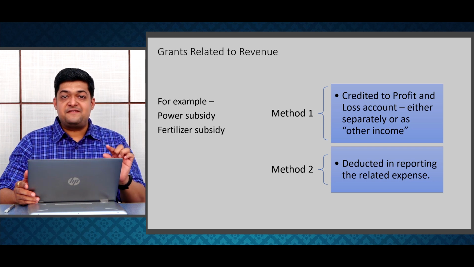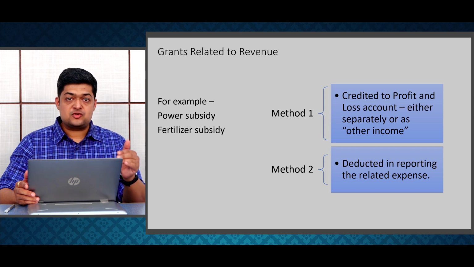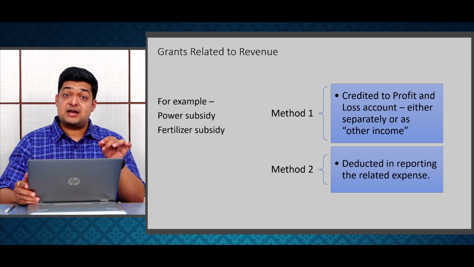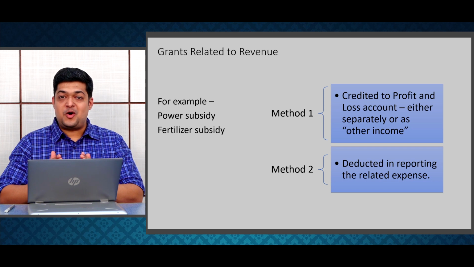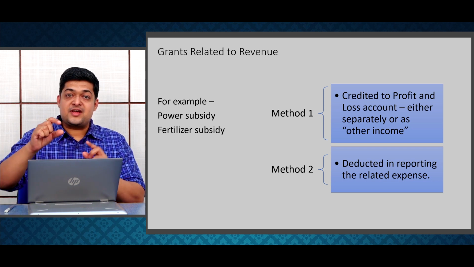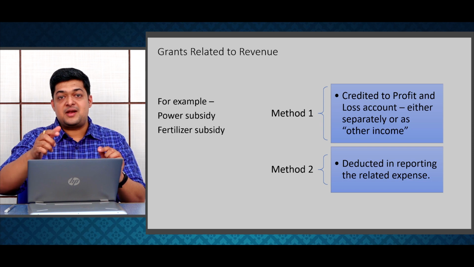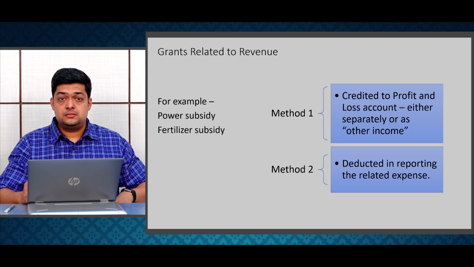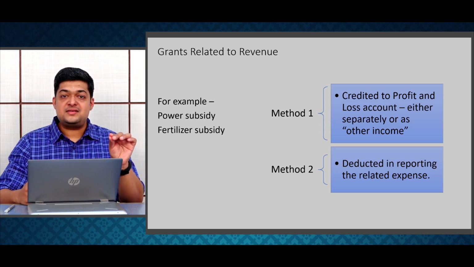Then the difference of rupees 20 means the normal selling price would be 100, which covers cost plus profit, but government wants it to be sold at rupees 80. The difference of rupees 20 will be given by the government to the fertilizer manufacturer as a grant. So the fertilizer company is not at a loss, and the farmers also get these fertilizers at reasonable rates as the government wants it. So this is called a revenue subsidy, grants related to revenue.